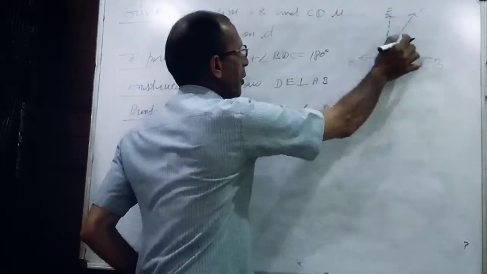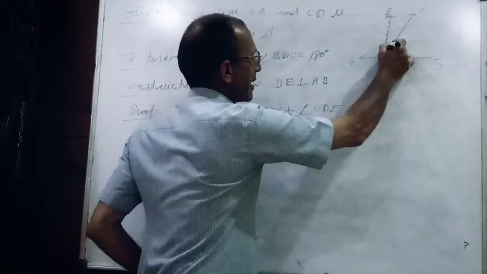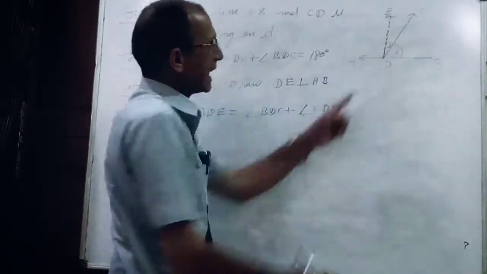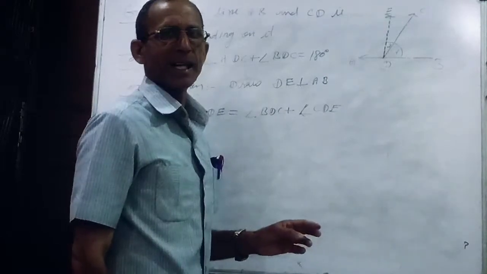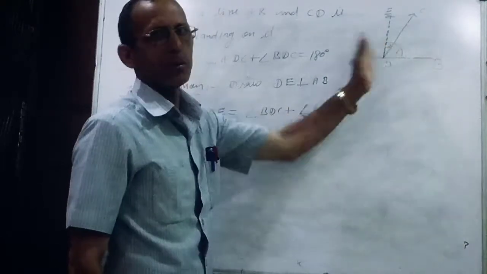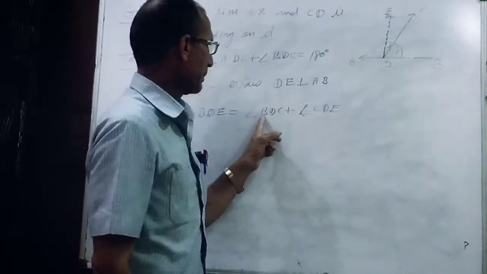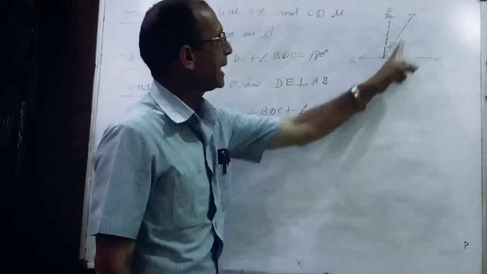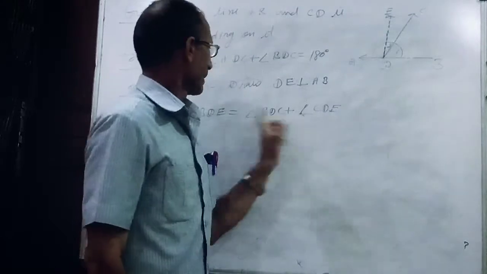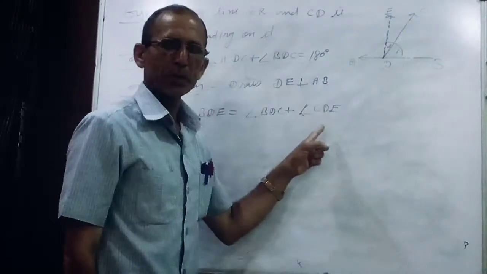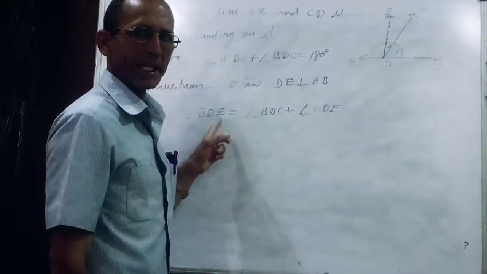If I add both angles, you can understand it like angle 1 plus angle 2, their measure is 90 degrees. You can give this a name also, no problem. So angle BDC plus angle CDE, the total of these angles will be equal to angle BDE.